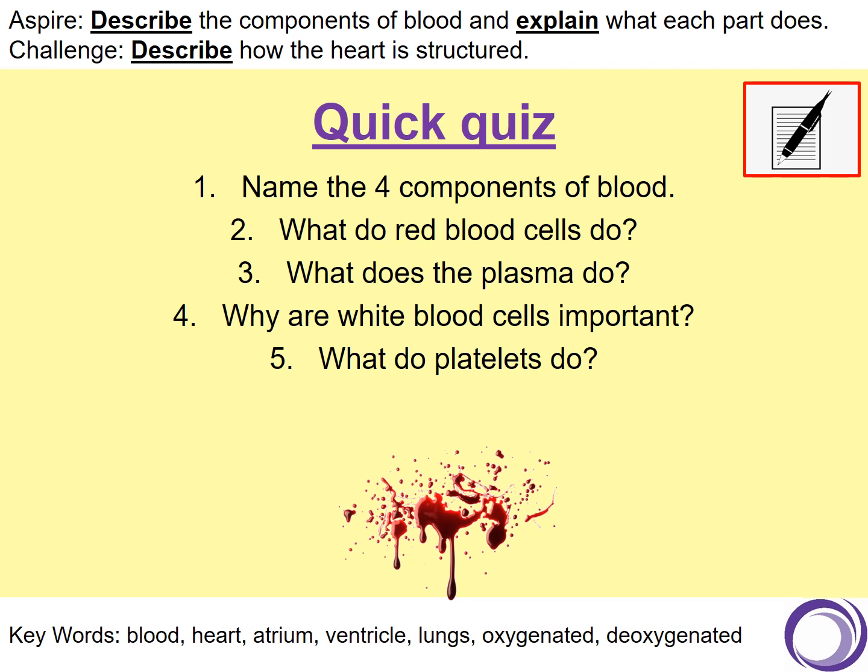Right, so now let's do a quick quiz. So for this, you're going to need your pen and paper. So the first question is to name the 4 components of the blood. So write that down on your pieces of paper now.